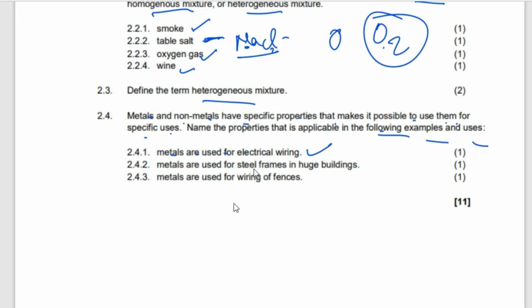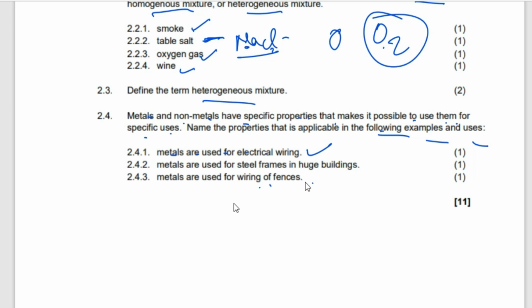And then metals are used for steel frames in huge buildings, meaning that it can resist the pressure. And then metals are used for wiring of fences. It means that they can be modified into small wires.